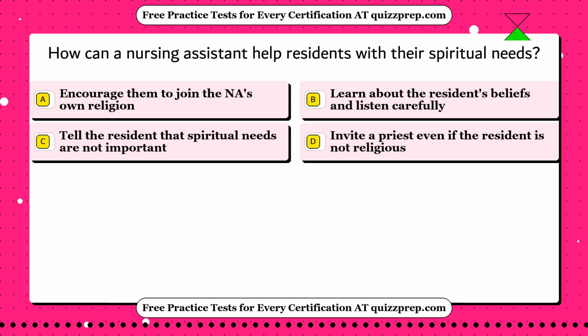Question 53. How can a nursing assistant help residents with their spiritual needs? Option A. Encourage them to join the NNAAP's own religion. Option B. Learn about the resident's beliefs and listen carefully. Option C. Tell the resident that spiritual needs are not important. Option D. Invite a priest even if the resident is not religious.